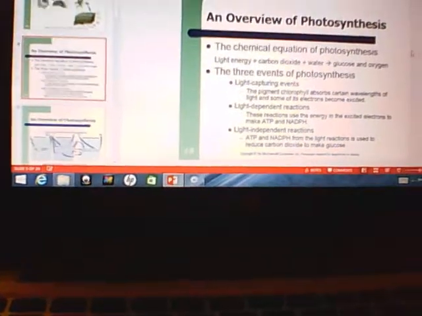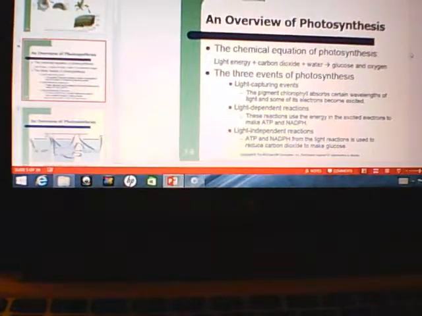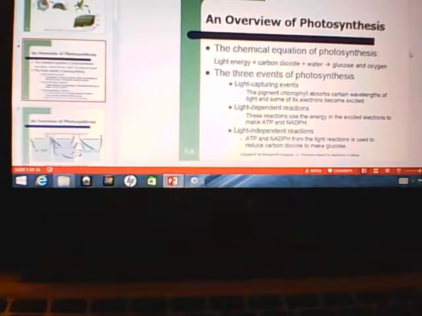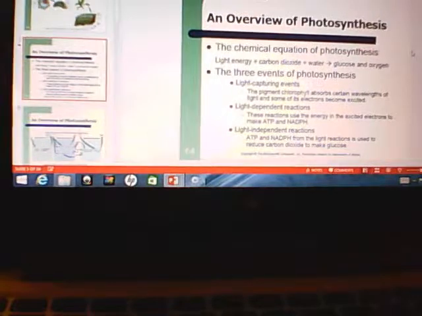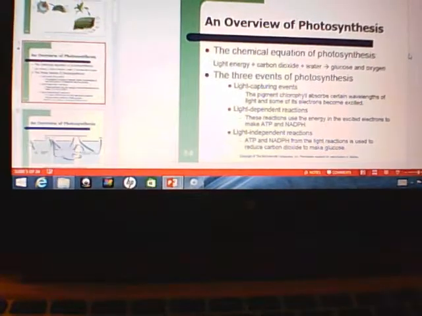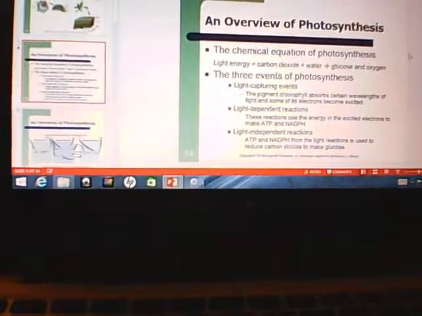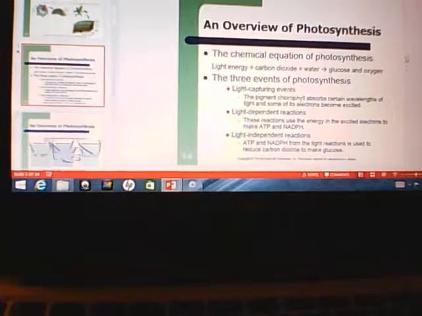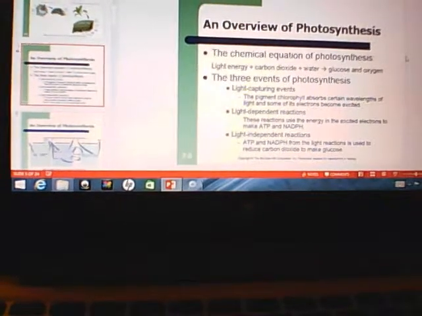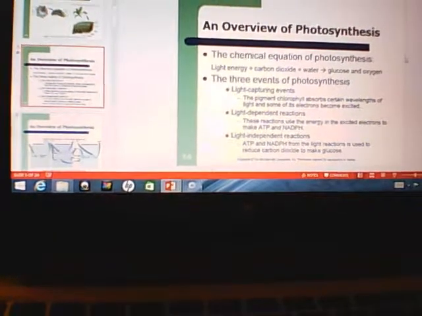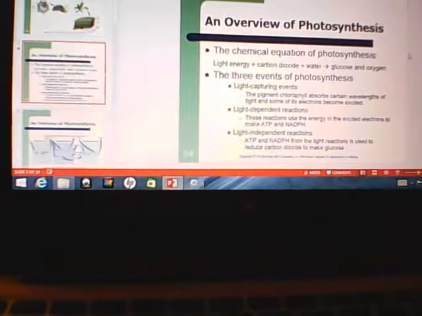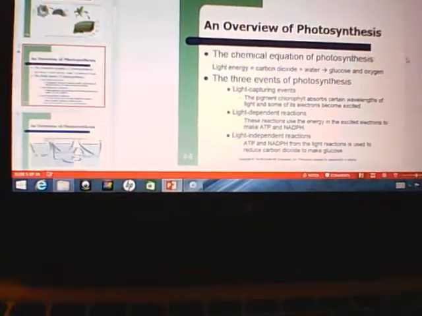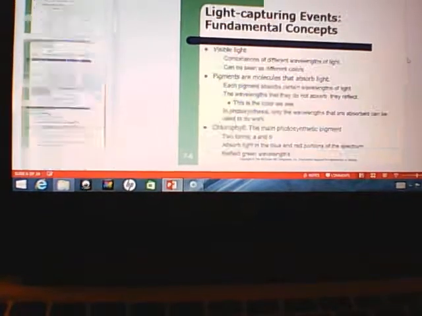For this, you have the light capturing event. The pigment chlorophyll absorbs certain wavelengths of light, and some of the electrons become excited. You have the light dependent reaction, and these use energy from the excited electrons to make ATP. And then you have the light independent reactions, where ATP and NADPH from our light reactions are used to reduce carbon dioxide and make glucose. So three events: light capturing, light dependent, and light independent. So please take note and remember those three.